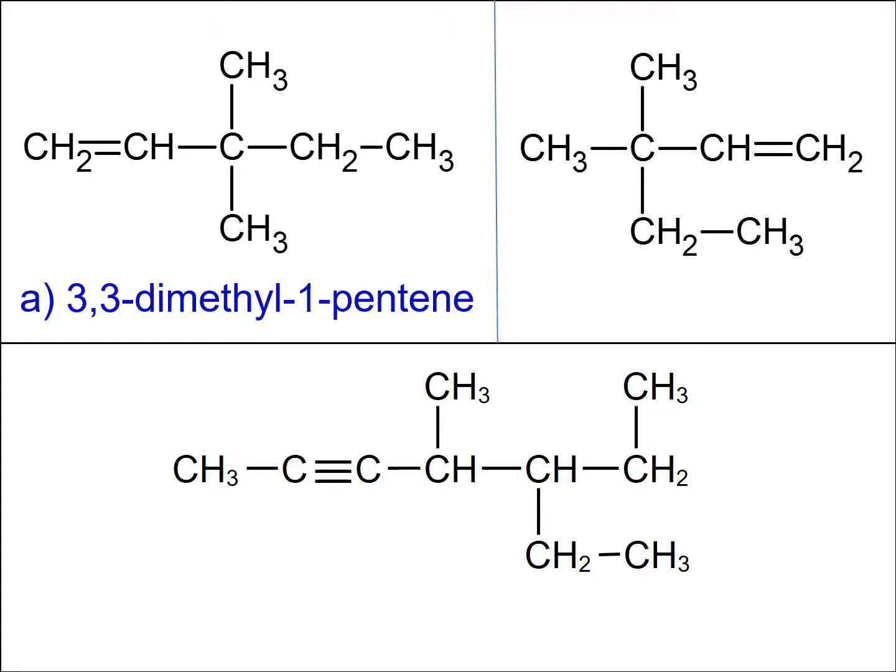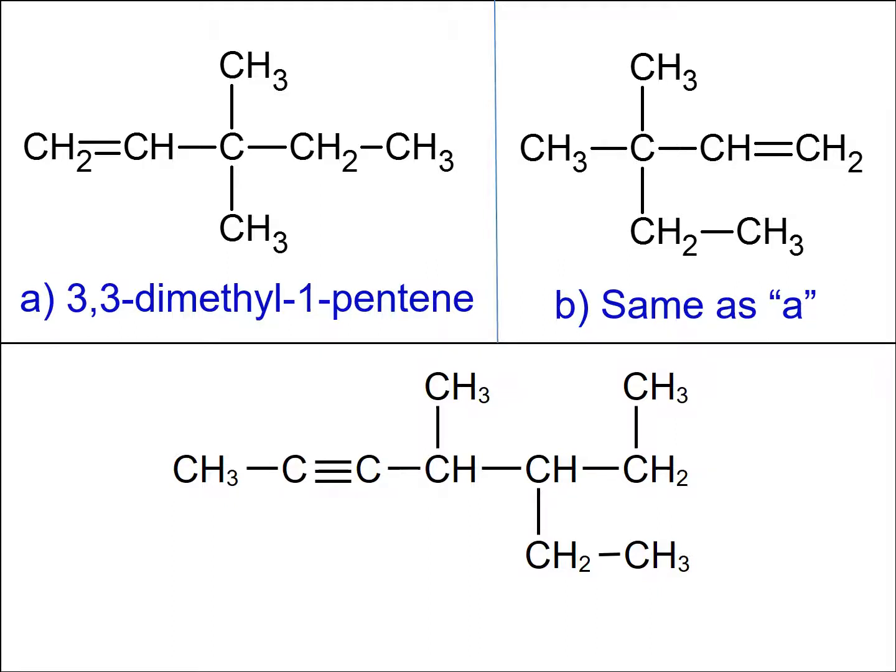What about the second one on the right-hand corner? Well, guess what? It's 5 carbons in a row, double bond, first carbon, 1-pentene, 2 methyl groups, both on the third carbon. It's the exact same molecule. Don't get fooled because they drew it in some sort of weird bent shape.